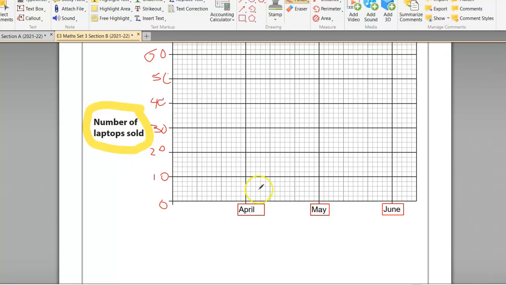Okay, so going up in tens is the easiest thing to do there because then we can say April is 36. So April, we're going to go up this line for April, look, and 36. So we're going to say each little square is worth 2. So we're going to say 32, 34. So 36 would be here. So put a cross there. So the centre of that cross is on the line for 36.